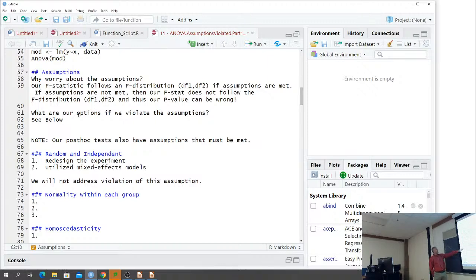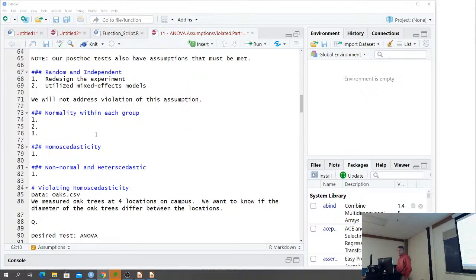All right, but statistically, oftentimes we can utilize what are called mixed effect models, which account for this non-independence and the non-randomness. And again, we won't address this violation of the assumption. If you're doing a research project and this comes up, then I'll help you with these models.